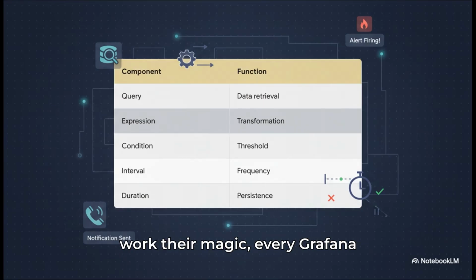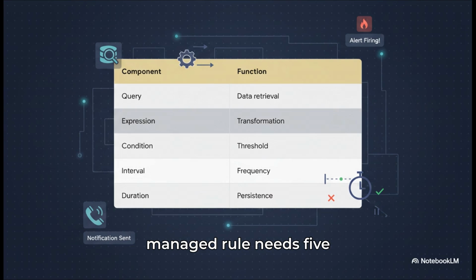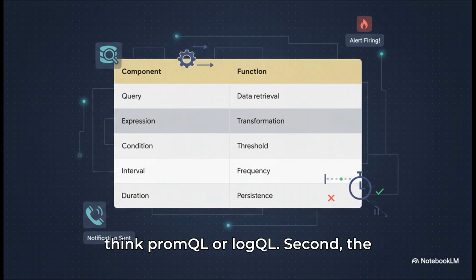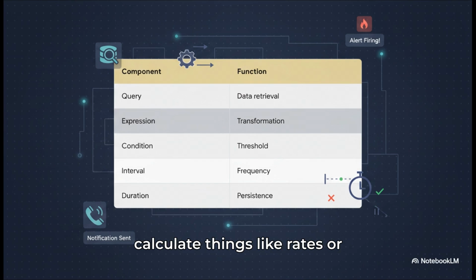To make these rules work their magic, every Grafana-managed rule needs 5 critical components. Let's break them down. First, the query. This is your raw data retrieval. Think PromQL or LogQL. Second, the expression. This is your transformation logic, where you calculate things like rates or ratios. Third, the condition. The actual threshold boundary that separates normal from we have a problem. Fourth, the evaluation interval. Basically, how often the rule runs.